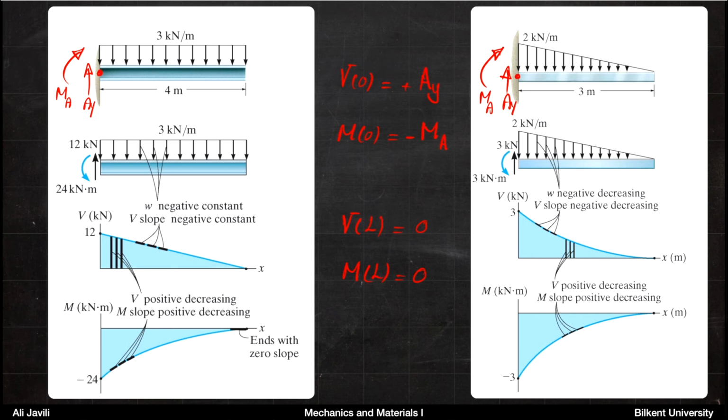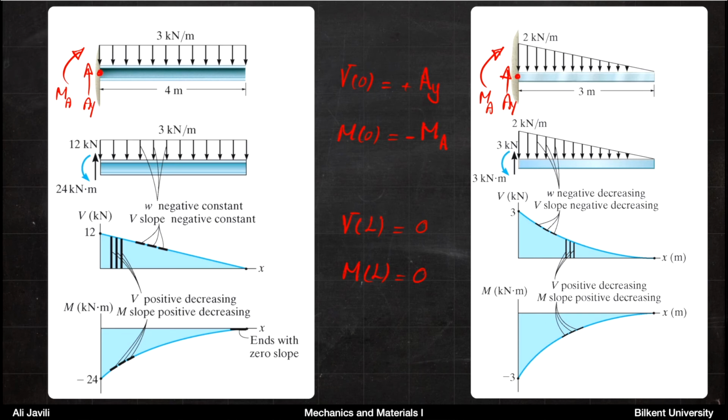Okay, now that you have this, we come to the second case where you have a linearly decreasing distributed load. It starts at 2 kilonewton per meter on the left hand side all the way to 0 on the right hand side. So again, we start with the free body diagram, and we need to calculate the reactions at the support A. You draw them according to our convention.